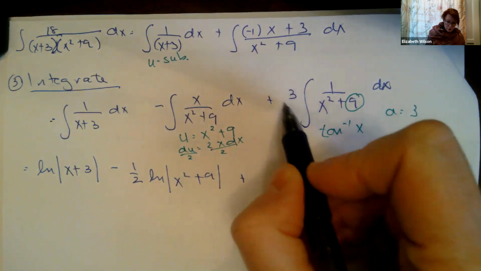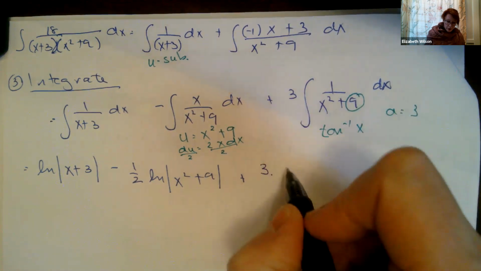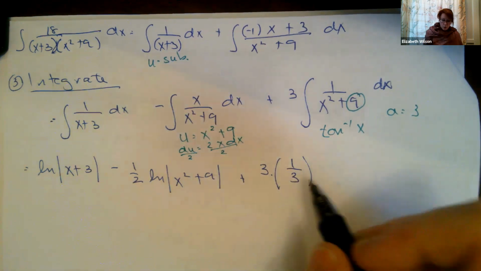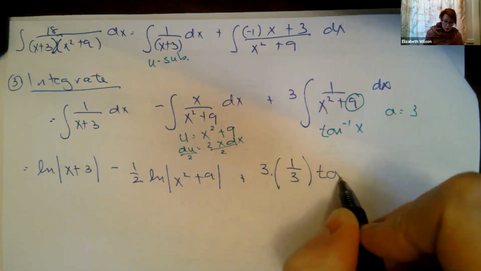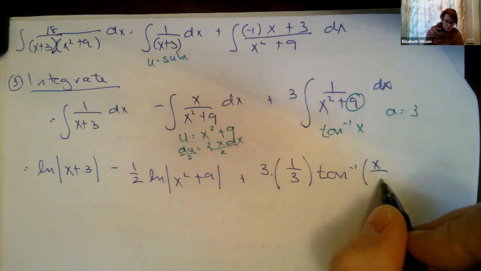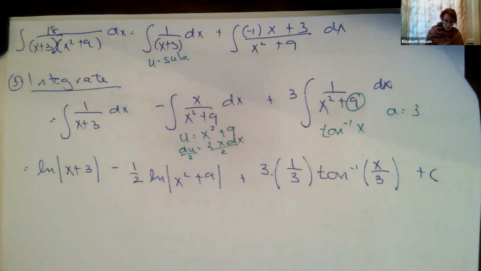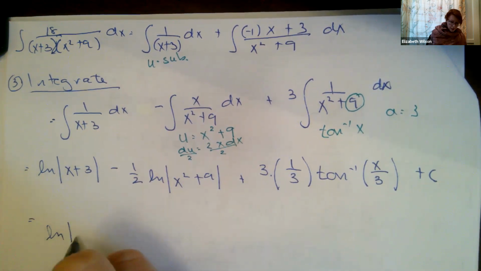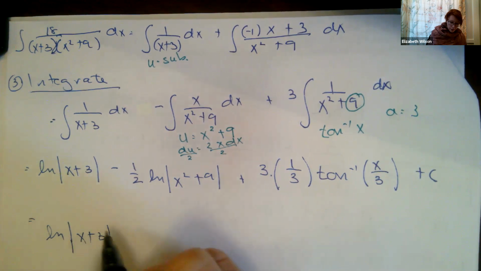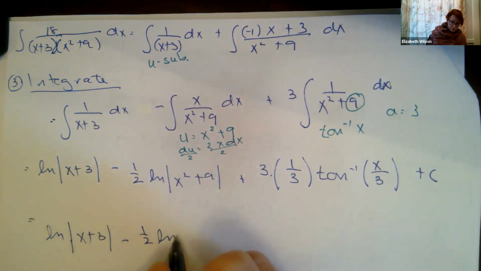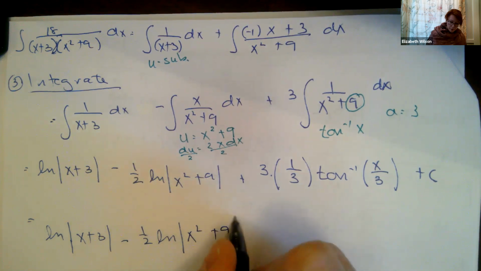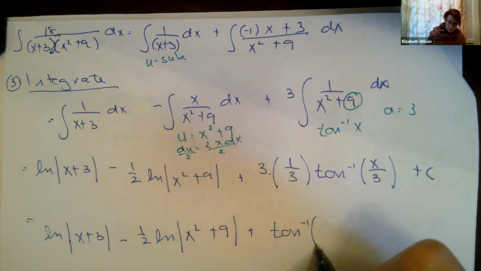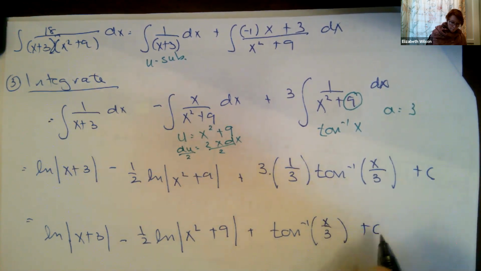I have a 3 from before. And now the generic form for the inverse tangent is 1 over a inverse tangent of x over a. And then don't forget your plus c. The 3's cancel. Let's clean this up and we'll put a box around it. So ln of the absolute value of x plus 3, don't forget your absolute values, minus 1/2 natural log of the absolute value of x squared plus 9, plus 3 times 1/3 inverse tangent of x over 3 plus c.